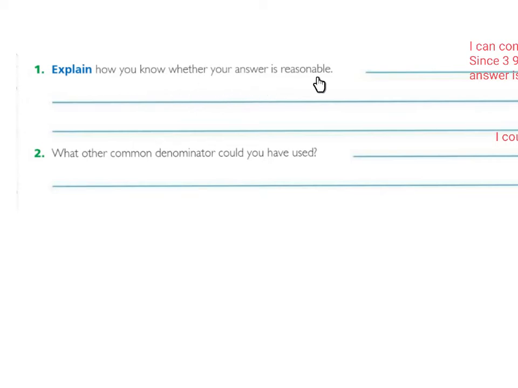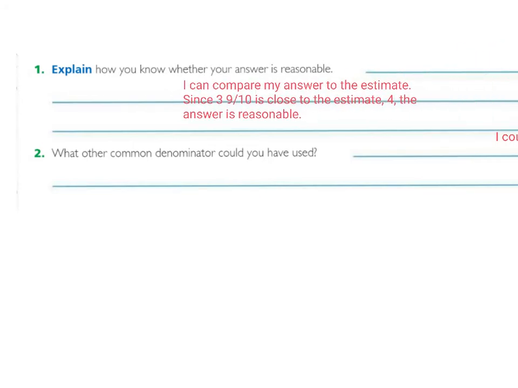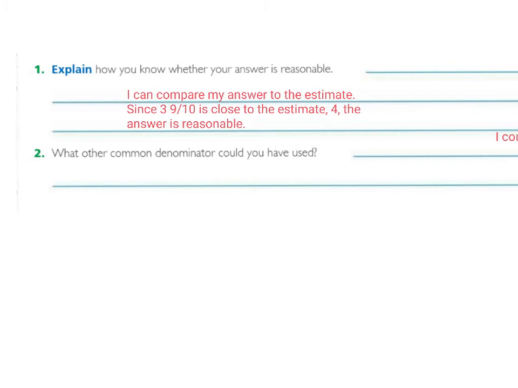So how do I know whether my answer is reasonable? Well, I can compare my answer to the estimate, and since 3 9/10 is close to the estimate of 4, then the answer is reasonable. What other common denominator could I have used? Well, I could have used 50 because 10 goes into 50 and so does 5.